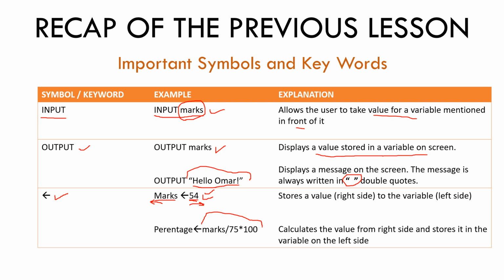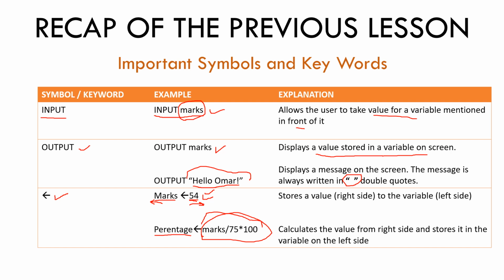So in this example, what is happening is the value of marks divided by 75 and then multiplied by 100. Whatever value comes out after this calculation is carried out, once this calculation is completed, it will be stored in this variable percentage, right? So this is a recap of the previous lesson, of what symbols you learned.